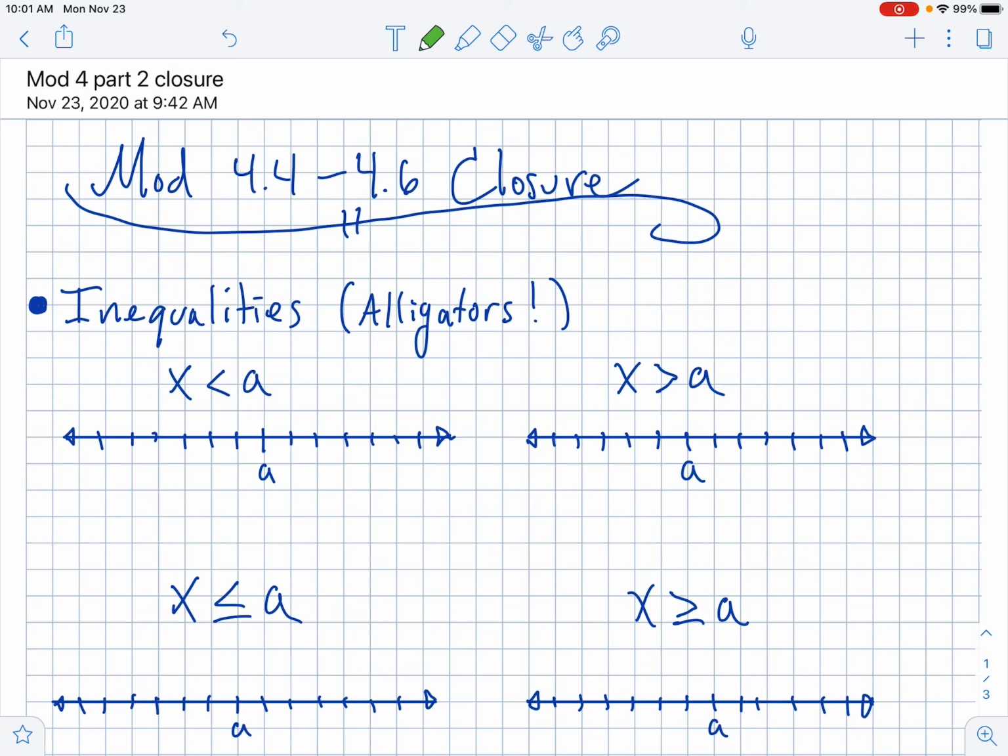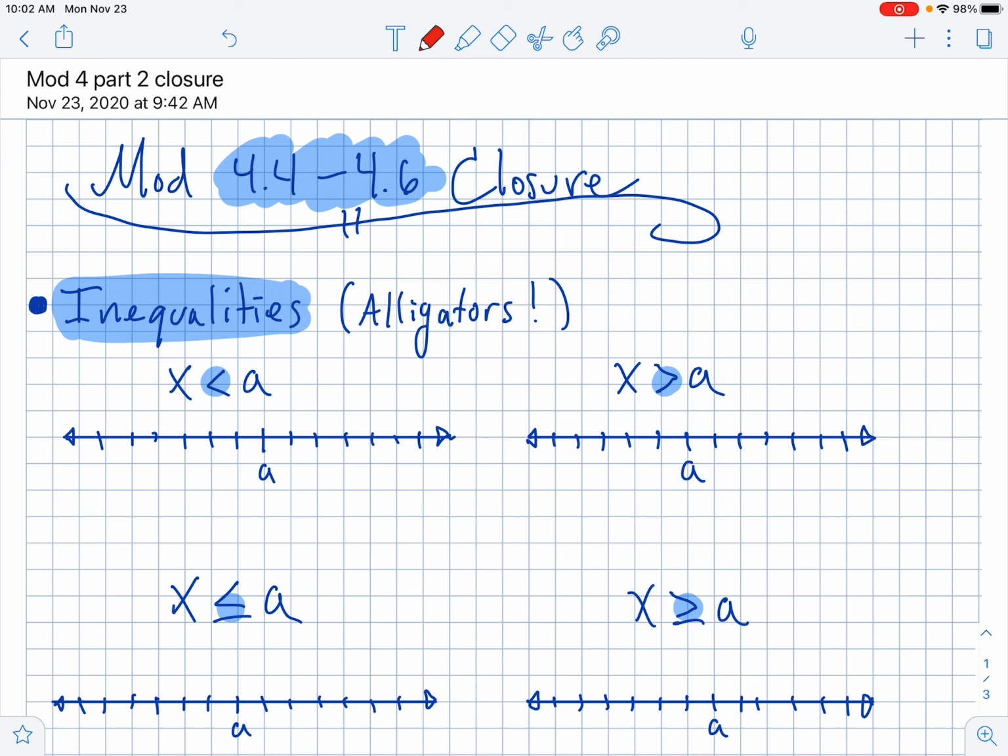Remember, today we are doing closure notes and review, and then tomorrow we have the Mod 4 Part 2 quiz. Now, the Part 2 means that it only goes over 4.4 through 4.6. So it's 4.4, 4.5, 4.6, which was largely about inequalities. Remember, inequalities are alligators. The four inequalities we've been dealing with are less than, greater than, less than or equal to, greater than or equal to.